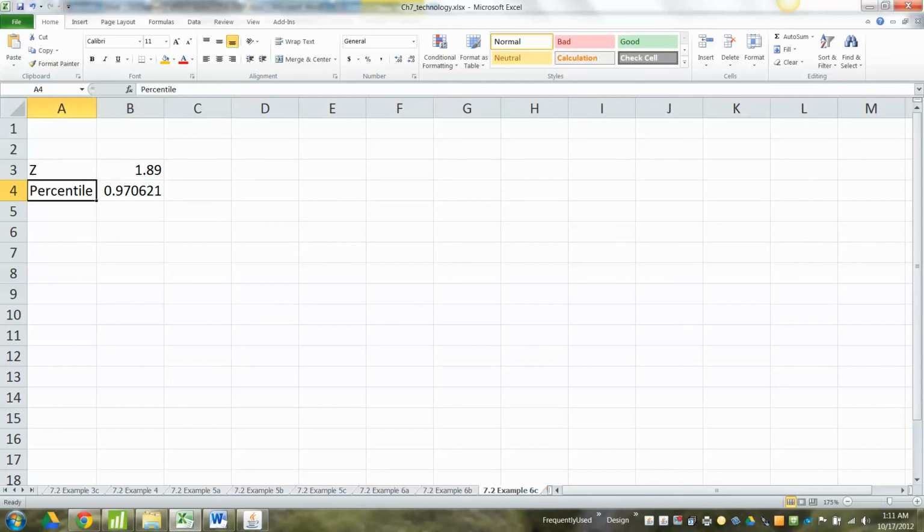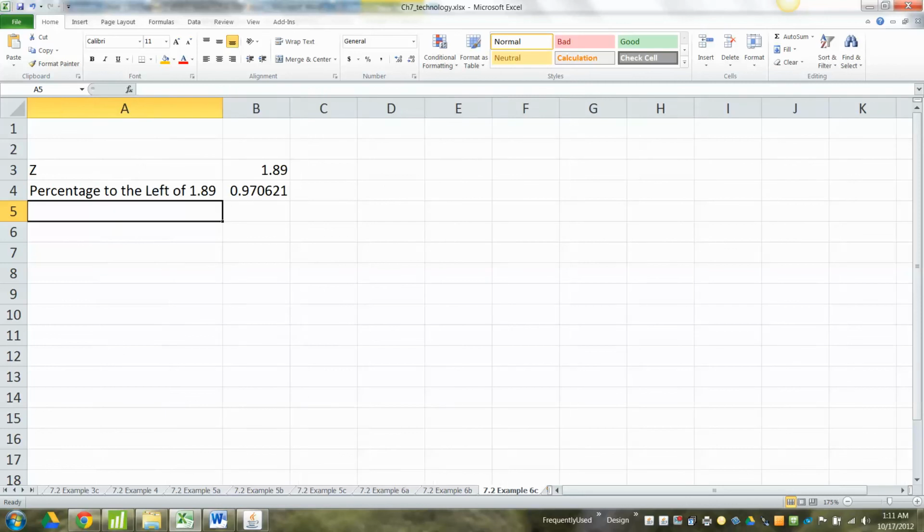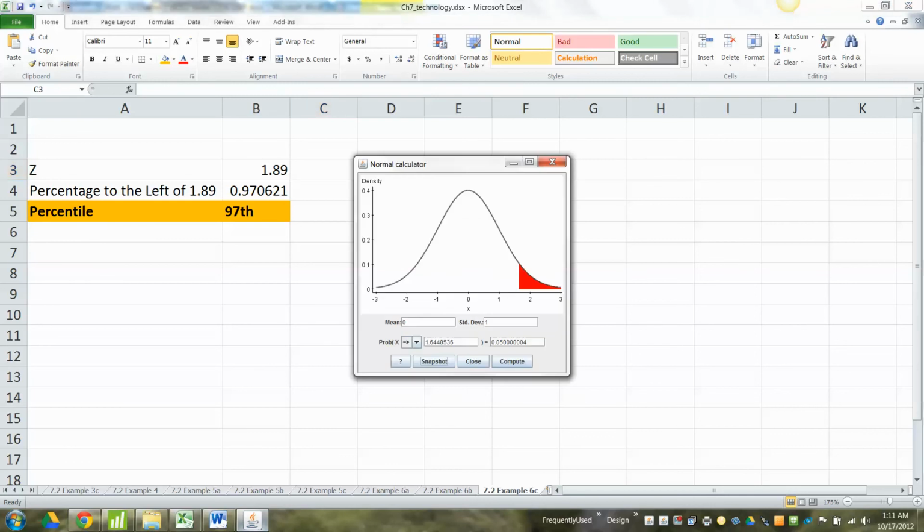All right, so that's the percentile. Let me put it this way. That's the percentage below, or to the left, of 1.89. And that means your percentile is actually the 97th percentile, which is the actual answer part. All right, now how can we do that with StatCrunch?